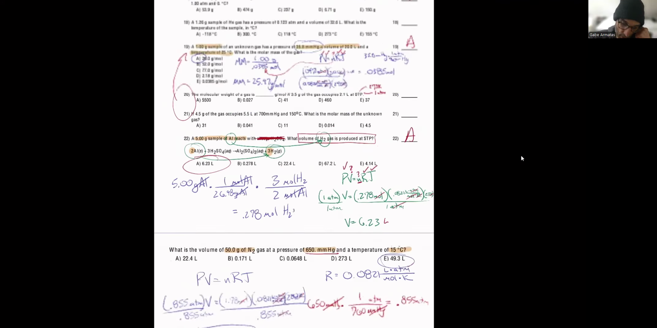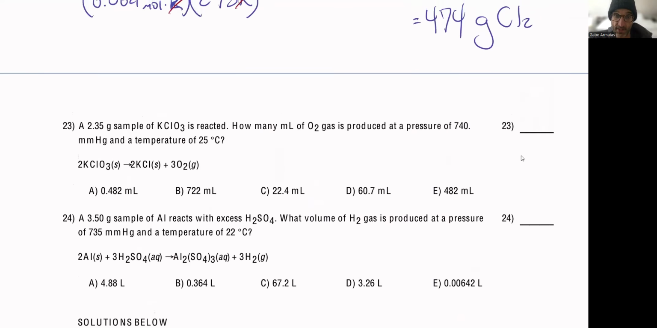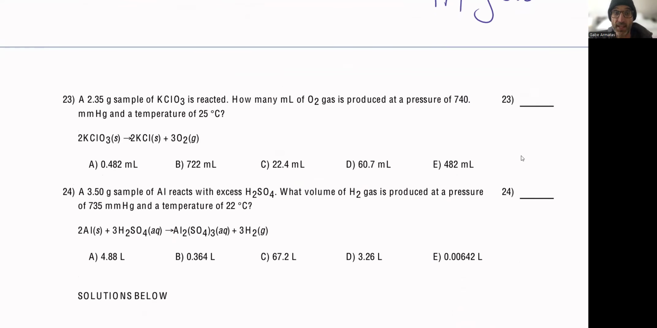There we go. So, with that said, these two problems here are not at standard temperature pressure, but they can be solved in the same exact way. You're given a mass, you're asked to solve for a volume. All right, so that was the gases section, solutions part to come.